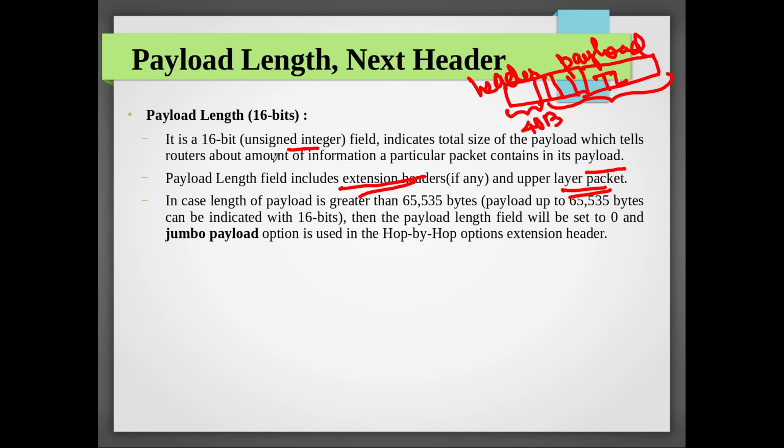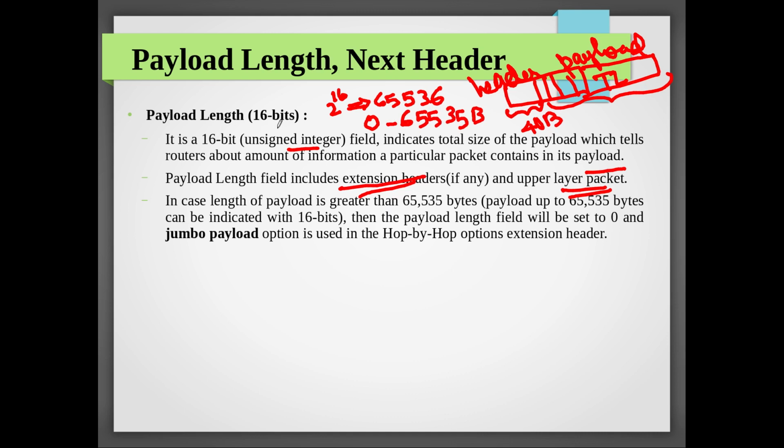Now, using 16 bits, how many combinations are possible? You can have 2 raised to 16 combinations, that is 65,536. So that means you can have an IP packet with a payload size from 0 bytes to 65,535 bytes. So that is what you can represent using 16 bits.